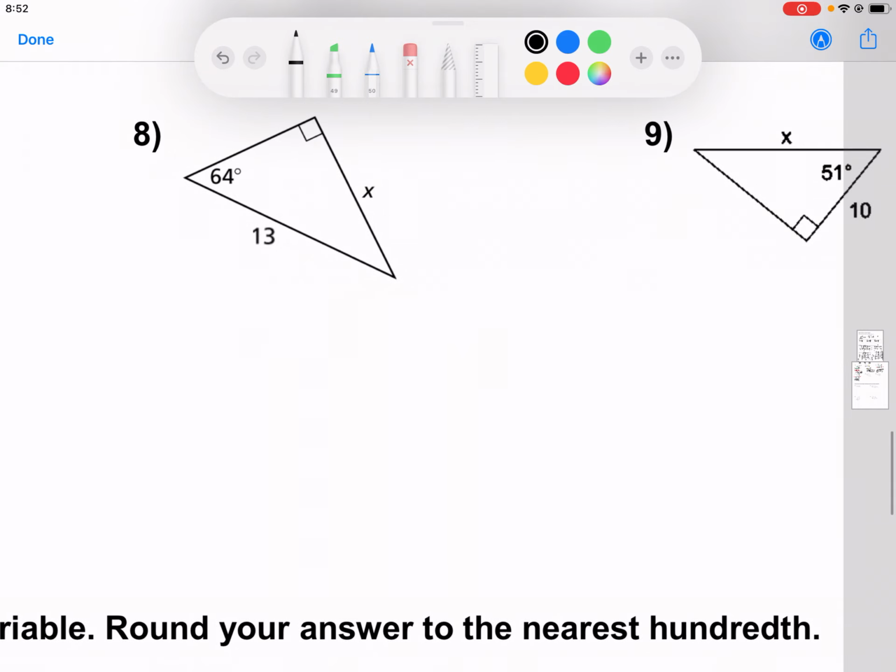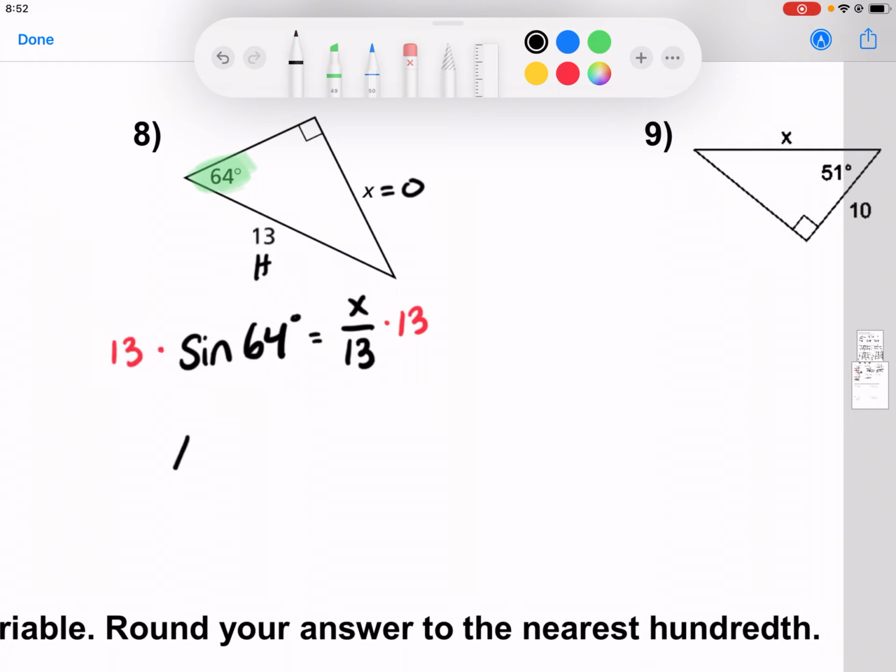Let's go to number 8. Same idea, we've got 64 degrees. This time we have the opposite side and the hypotenuse, because 13 is across from the right angle. So opposite and hypotenuse would be sine. Sine of 64 degrees is equal to x over 13. Once again, since x is on top, you multiply by the bottom number on both sides. So x equals 13 sine of 64, and we type that in. So x is approximately 11.7.